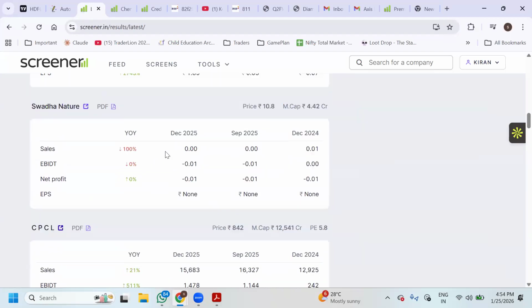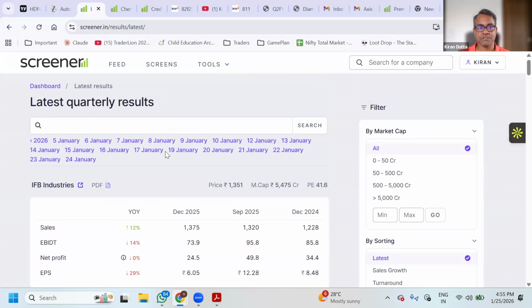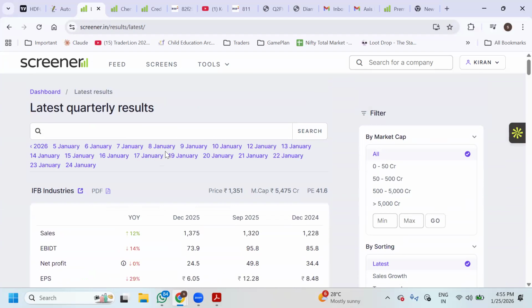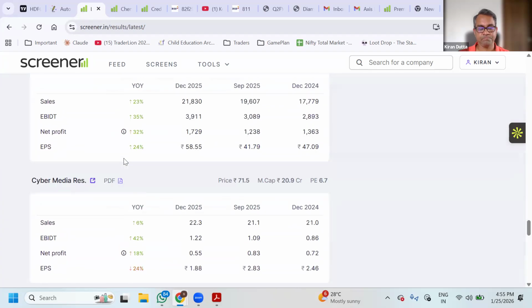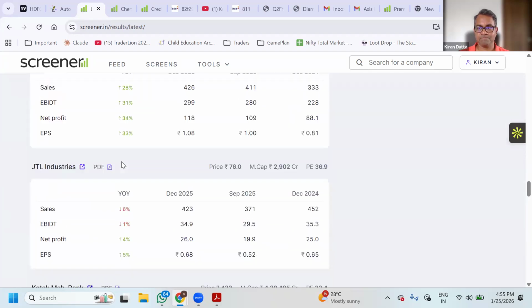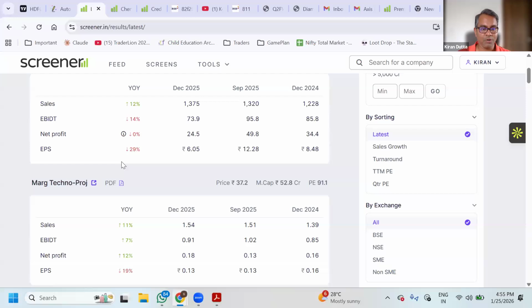Okay, you should be able to also see, sir. Sir, you have to select on the date, sir. Date wise you will get the stocks. Okay. You can look by date, or otherwise you can just keep scrolling also. Okay. Okay, got it.